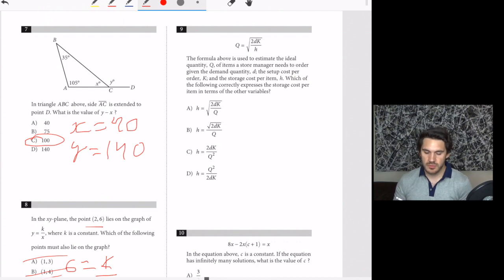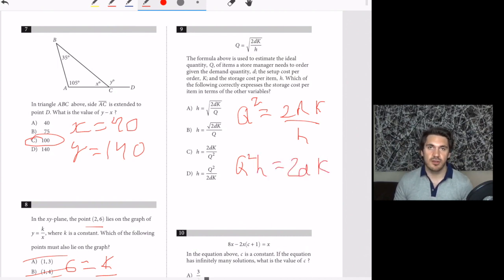So we're going to isolate h. First thing we'll do is we will square both sides. If we square both sides, we'll get q squared equals 2dk over h. I don't like fractions, so let's get rid of the denominator. We can do that by multiplying each side by h. q squared h equals 2dk, and now we just gotta solve for h, divide both sides by q squared. So h equals 2dk over q squared. And that is answer choice C.